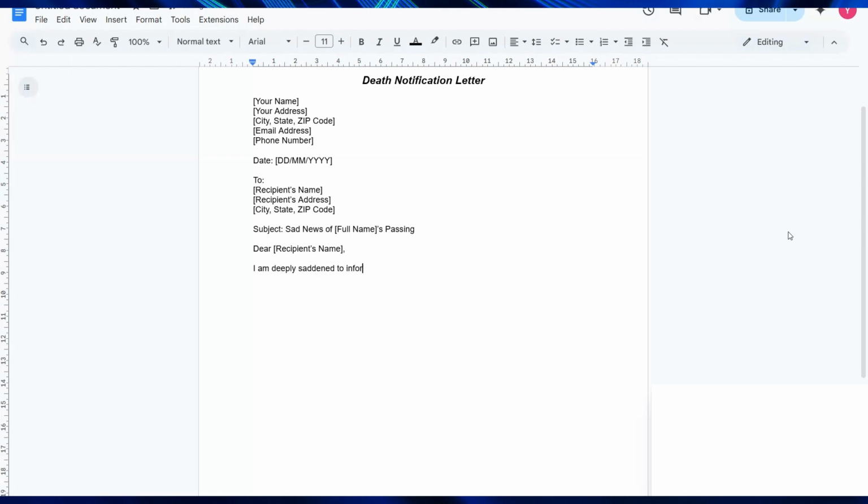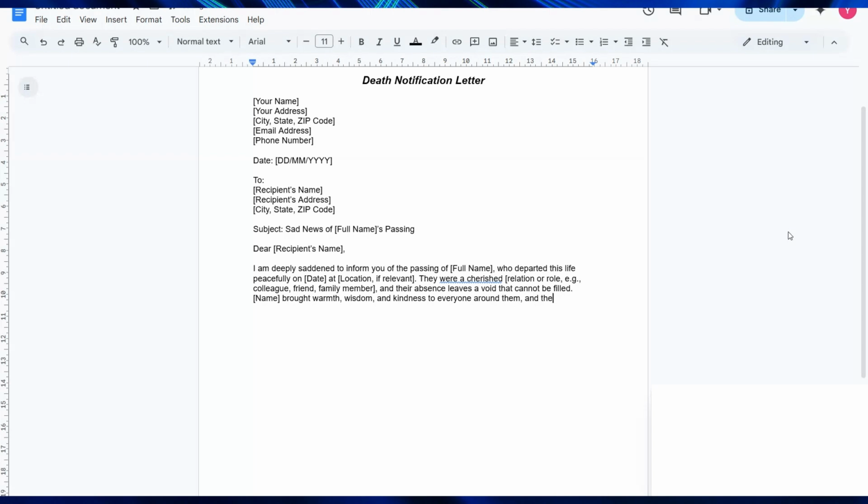After that, write, "I am deeply saddened to inform you of the passing of full name who departed this life peacefully on date at location if relevant. They were a cherished relation or role, e.g. colleague, friend, family member, and their absence leaves a void that cannot be filled. Name brought warmth, wisdom, and kindness to everyone around them, and their memory will always remain in our hearts.